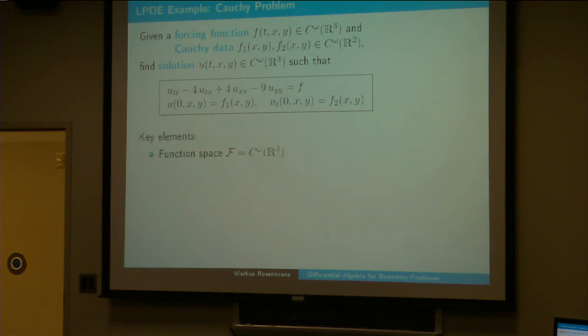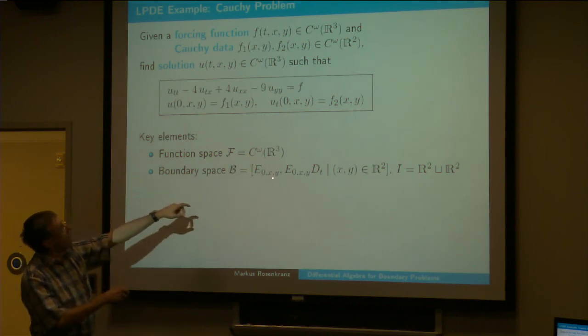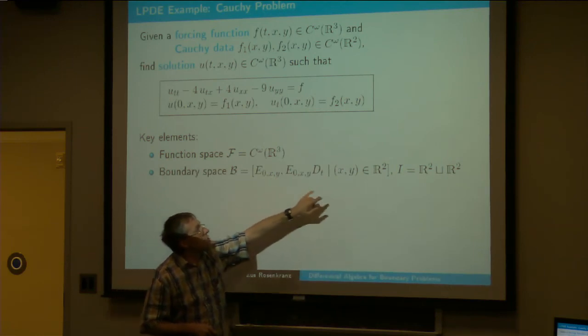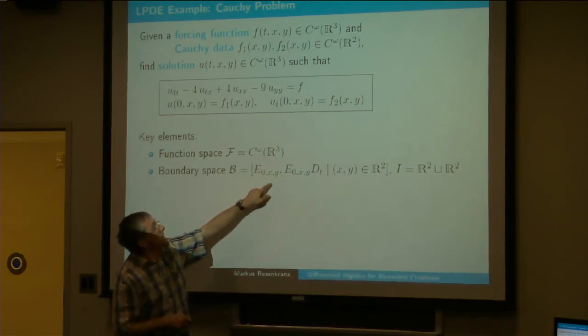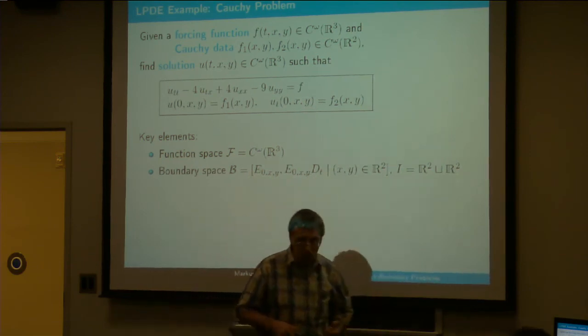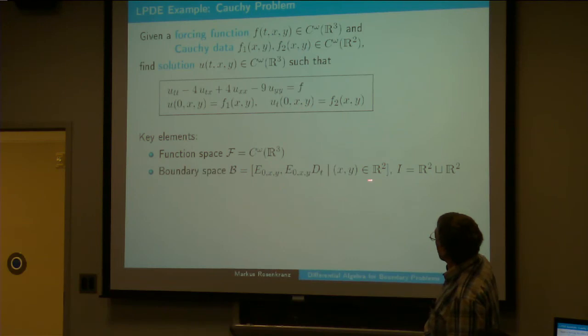So that's the function space here. And the boundary space is now all these evaluations, okay? So I evaluate at 0 and x and y, where x and y are fixed real numbers. Each choice of x and y will give me a different functional here. So I have here on the left-hand side infinitely many functionals, and I take the linear span and then the orthogonal closure of all these linear functionals.